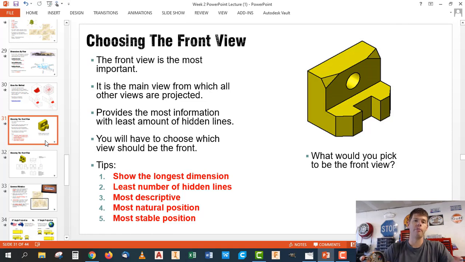Okay, that meets all 5 of my rules. I can see the biggest dimension. I have the least number of hidden lines because I can see all this stuff on the inside. Okay, it's the most descriptive, the most natural, most stable.